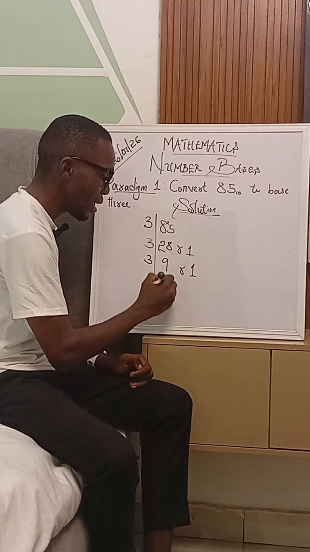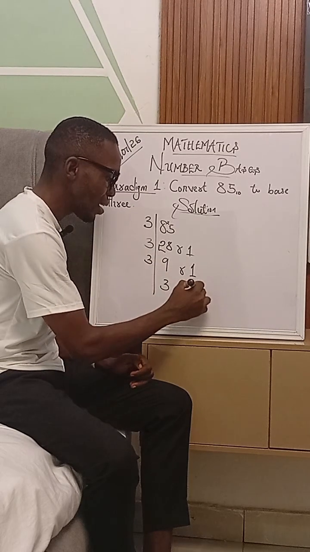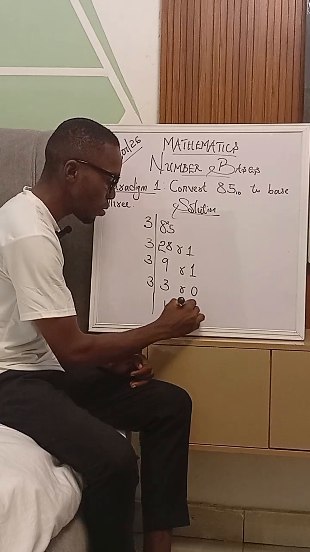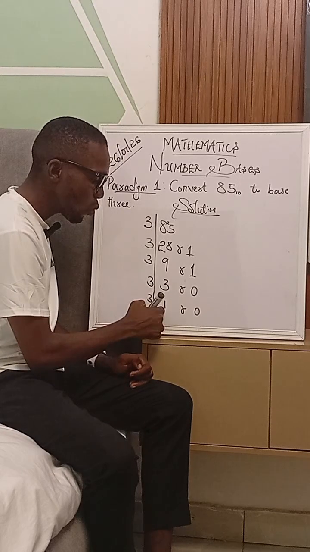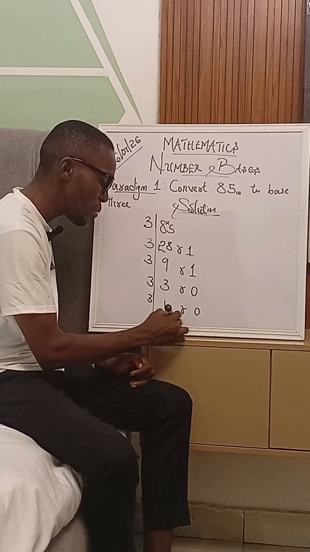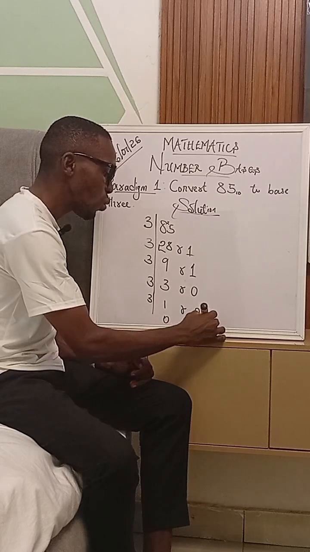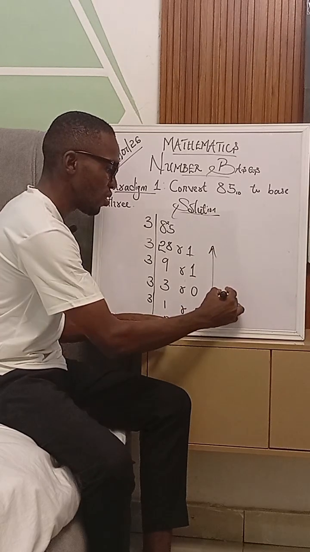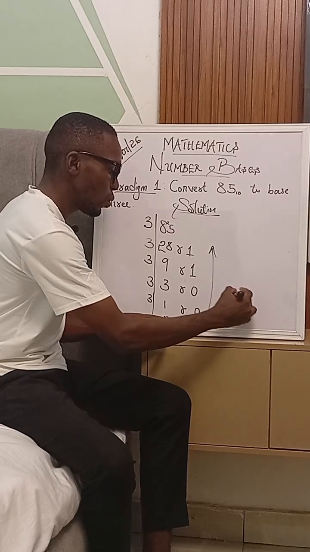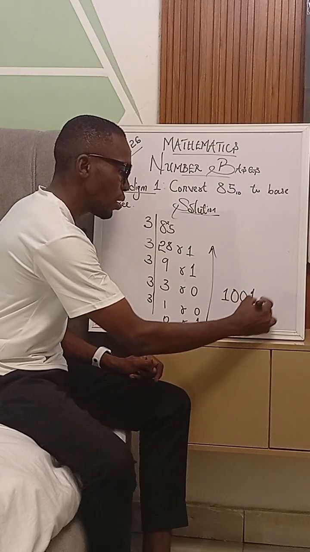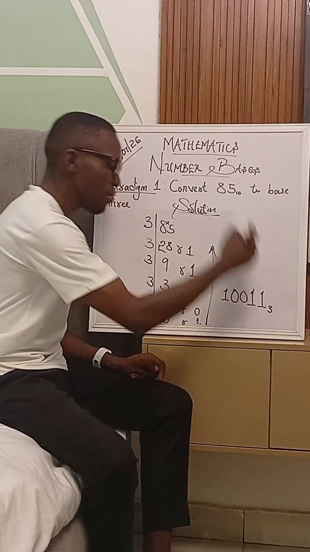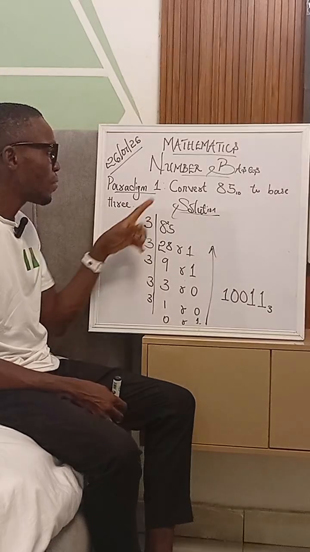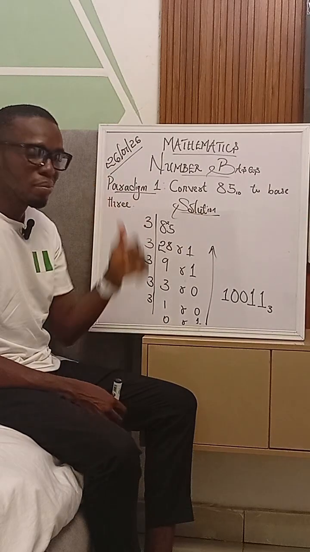If 3 goes in 9, that will be 3, remainder 0, because there will be no remainder. 3 in 3 is 1, also remainder 0. Now, when 3 goes in 1, that's not possible, so that will be 0, remainder 1. So we'll put our arrow up like this, taking it from the last number we have here, which is 1, 0, 0, 1, 1, base 3. And that's the answer on this. So we've been able to look at how to convert from base 10 to other bases.